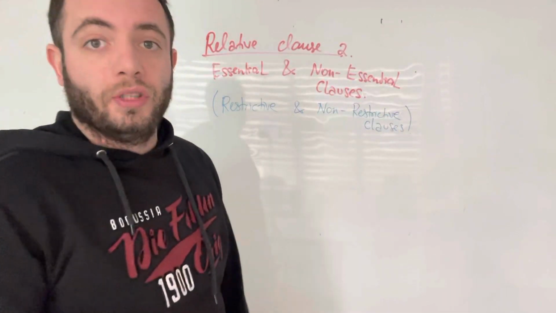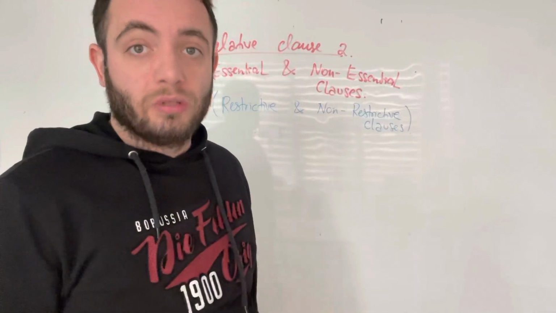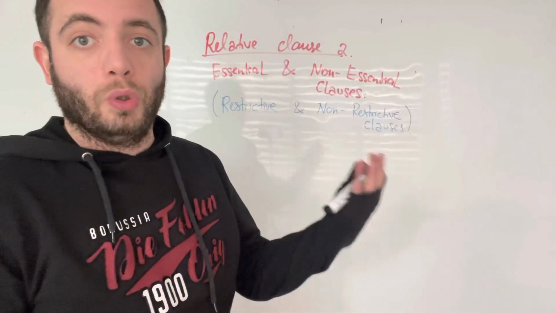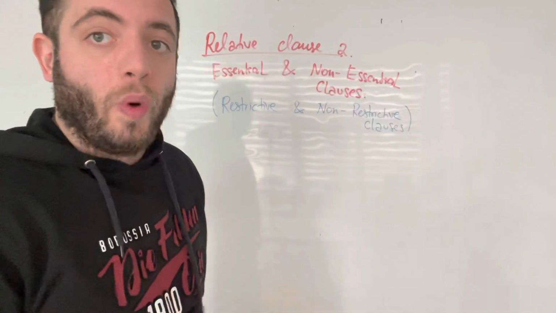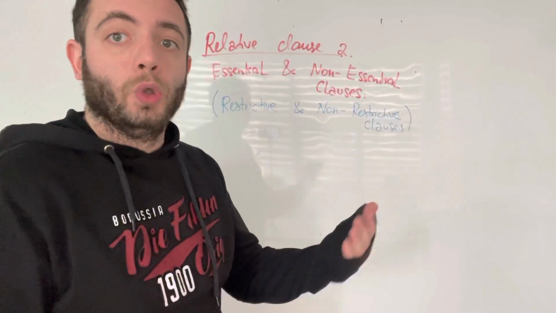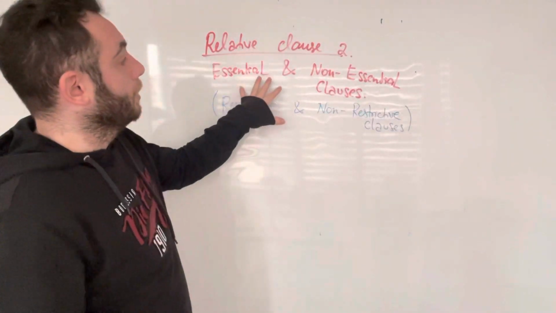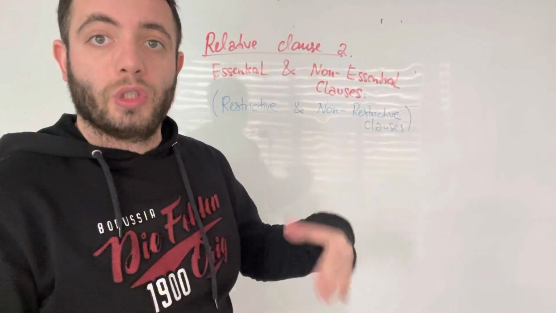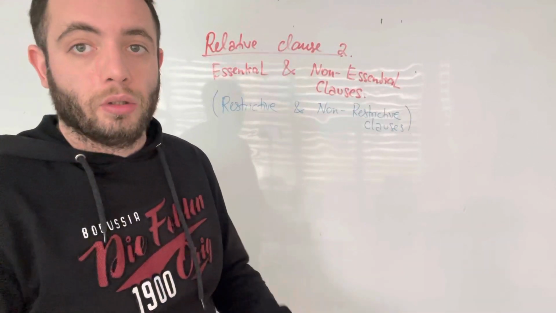From the first lesson, you know the relative clause expressions: who, which, that, when, where, reason why, whom, whose. Today we will learn in which context they mean something important, and in which context they mean something additional.